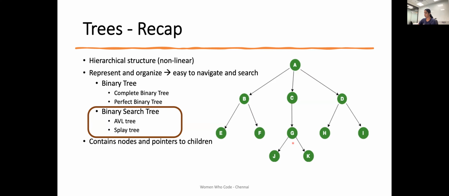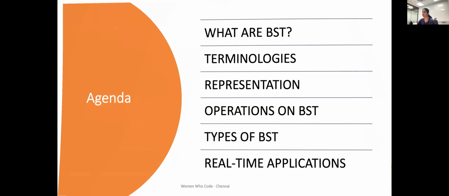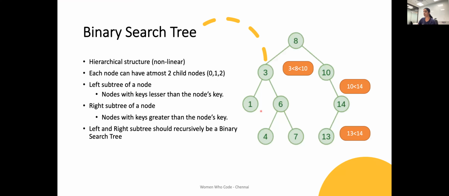I'll move on to the next slide. So this is the agenda that I've thought to go through today: a bit of what is what, the terminologies and representation, the similar things that we did in last week's session. I think the basics of binary search tree is something which we are a little aware of, so I'll go through it again.